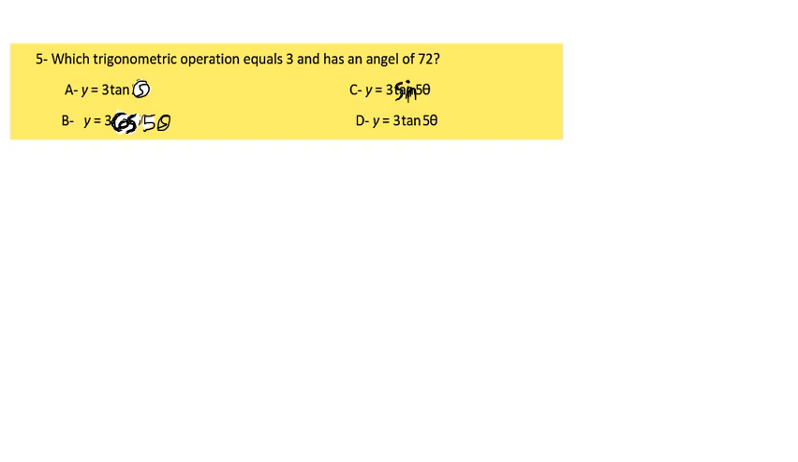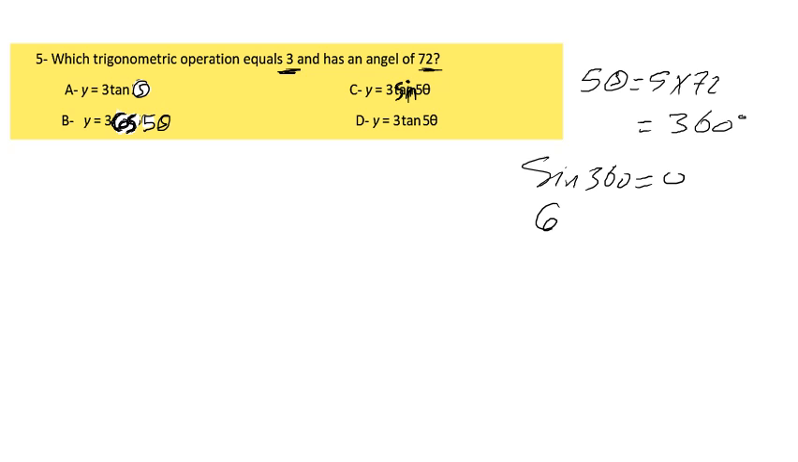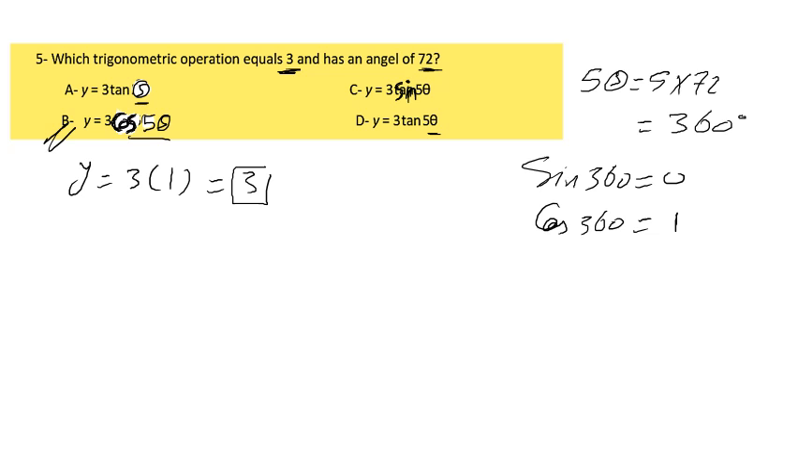Which of the following trigonometric operations equals 3 when the angle theta is equal to 72? Is it 3 sine 5 theta, or 3 cosine 5 theta, or 3 tan 5 theta? We know that 5 theta is equal to 5 multiplied by 72, which is equal to 360 degrees. And we also know that sine 360 is equal to 0 and cosine 360 is equal to 1. So the right answer is B, as it's 3 multiplied by cosine 360, which is 1, equal to 3. But tan 72 is not equal to 1, and tan 360 doesn't exist.